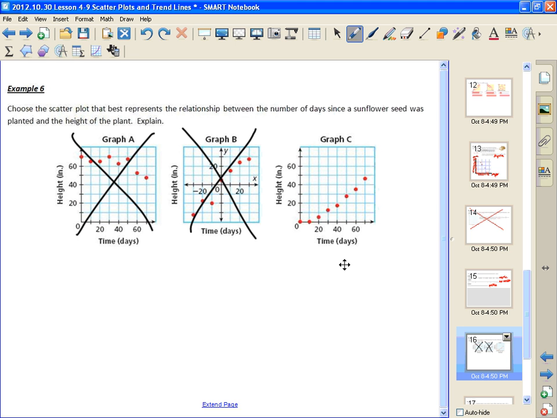And then what about C? That's got to be it because it's the only one left. But why? Why? Positive numbers, so that's what we need, and it is increasing, so the height of a plant would increase. So C is the only graph that's rational. So C is the correct answer.